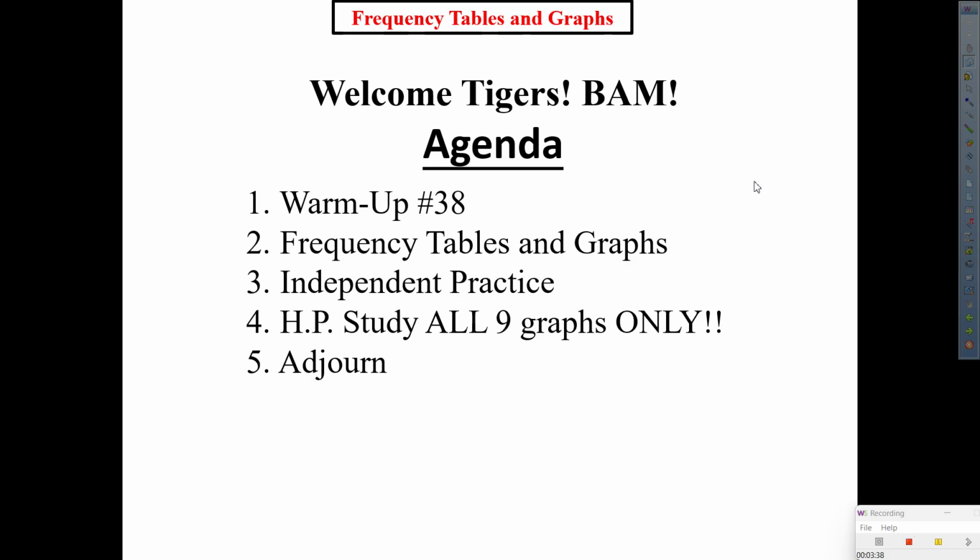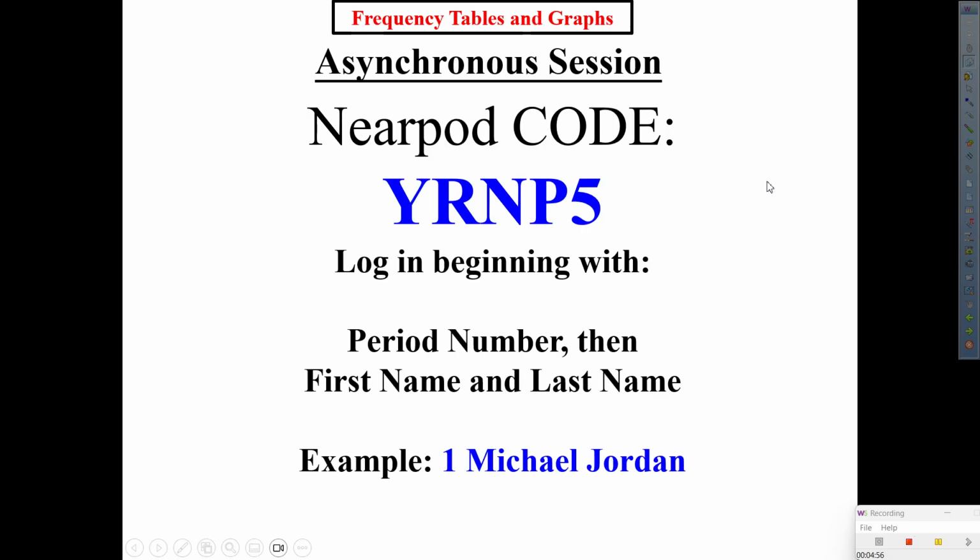All right, copy this code to access the independent practice in case you don't finish. YRNP5. Write that down, please. YRNP5. Write that down. YRNP5.